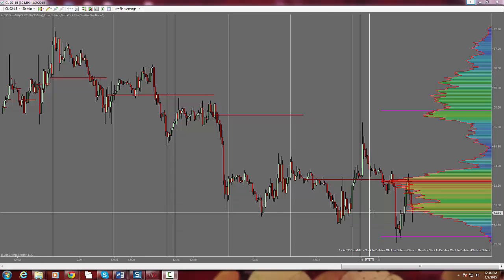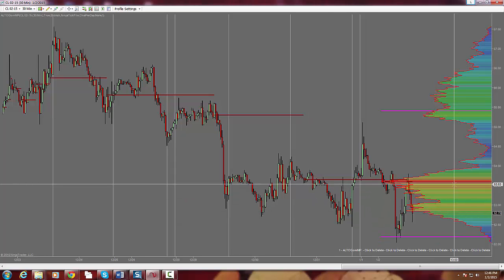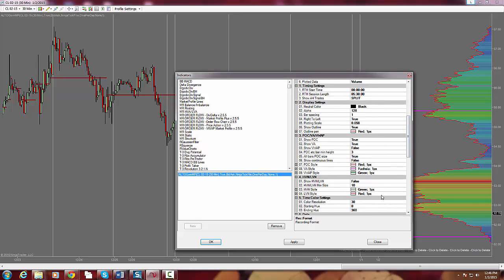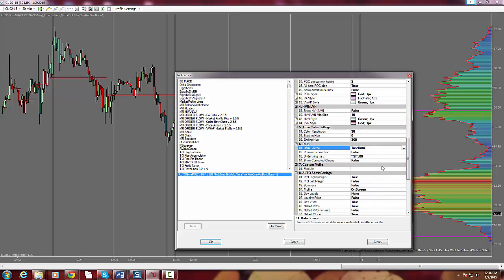Okay, so you can see from this chart, I have the volume profile, which is available on Big Mike Trading Forum as a free download for elite members. And I have it set to the Ninja tick file, tick data, so that I don't have to record any of the volume data. It can just access the tick file.